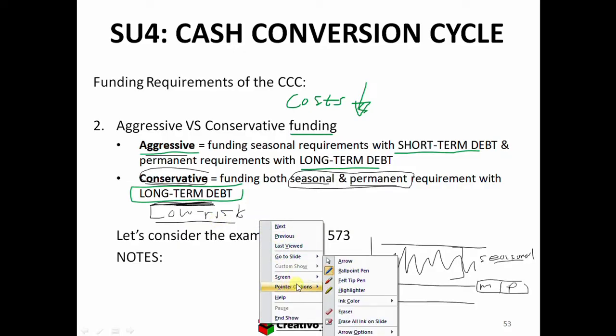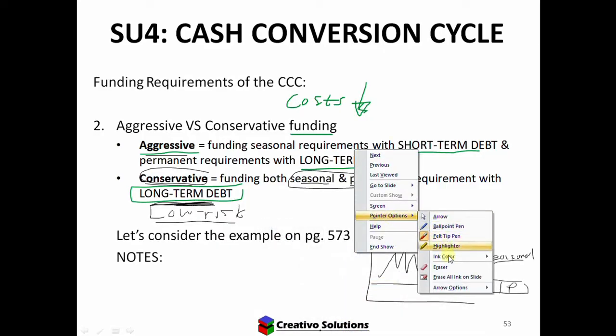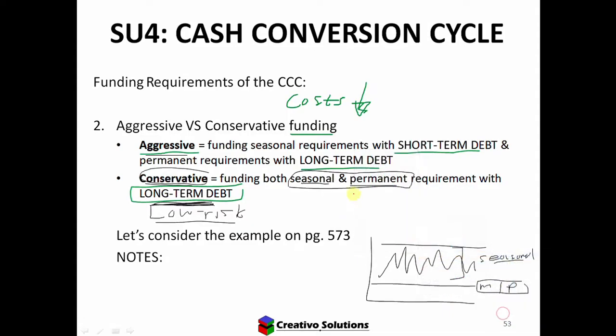If you're looking at an aggressive funding strategy, that means you're only going to be using long-term finance for permanent requirements. For this permanent requirement, I'm going to take out a long-term loan to make sure I always have enough permanent funding, because long-term debt is for the long-term. Long-term debt should be used to finance permanent requirements because that's long-term in nature.